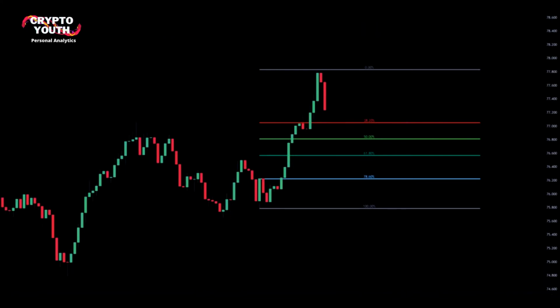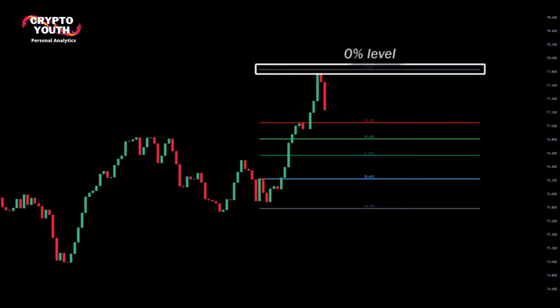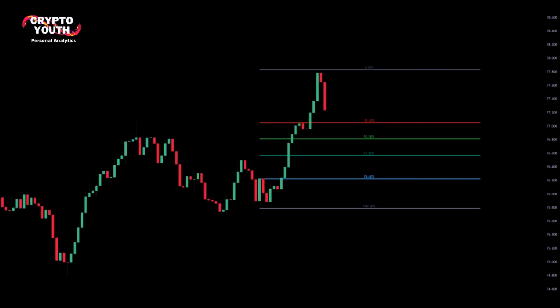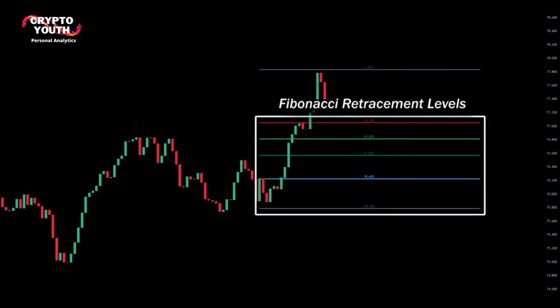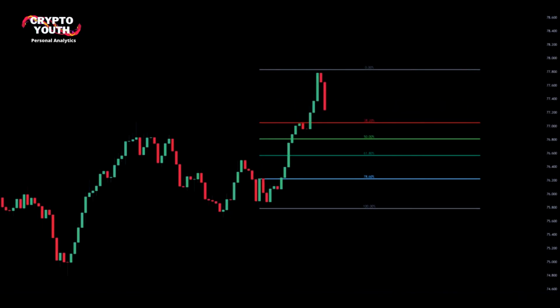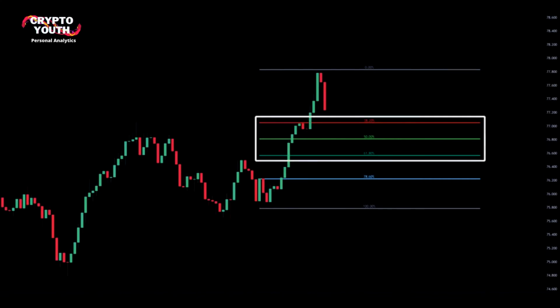So starting from the top, you have your 0% level, which is basically your starting level. And below that 0% level are your Fibonacci retracement levels, which are levels where the price may pull back into. Now, the most common levels where the price may pull back into are these three levels: 38.2%, 50%, and 61.8%.